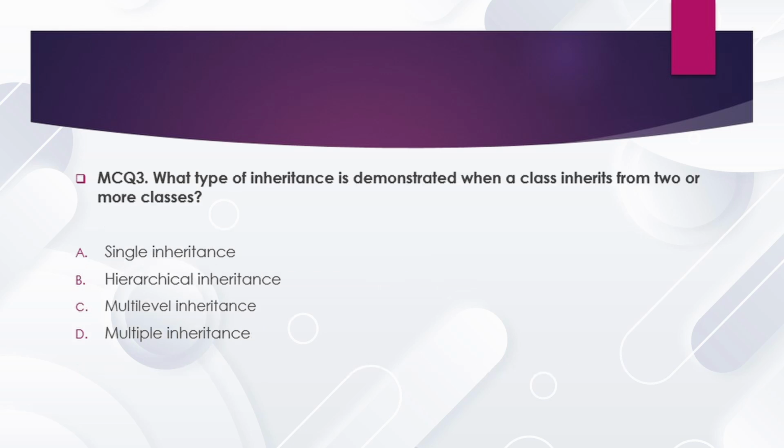Here is the next question. What type of inheritance is demonstrated when a class inherits from two or more classes? Take a moment to think about your answer. The correct answer is option D, multiple inheritance.